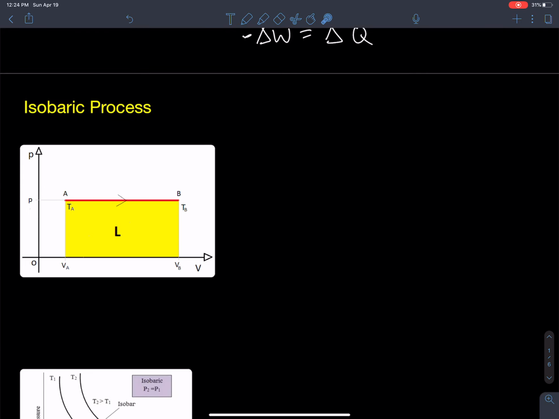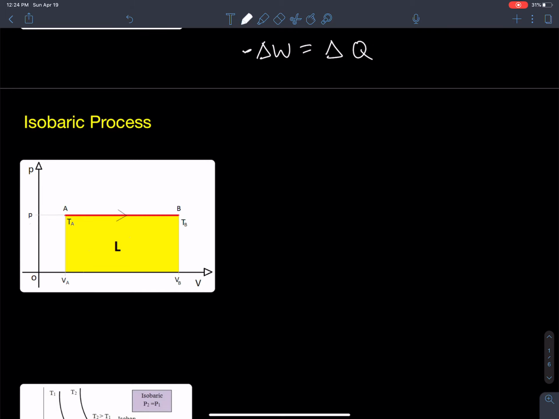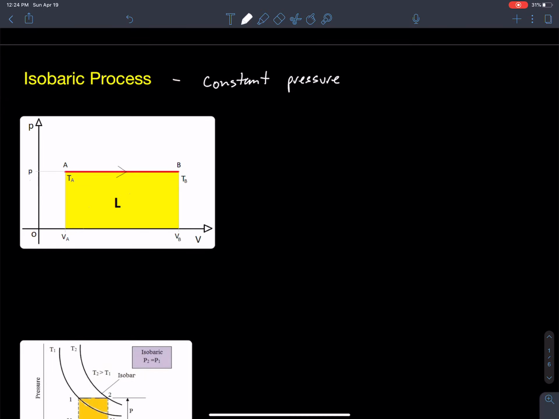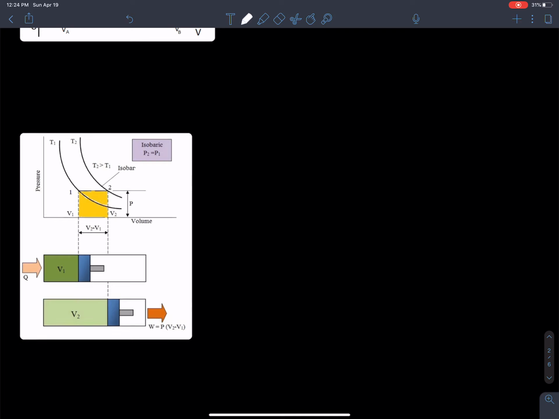All right, the next thing that we're going to talk about are isobaric processes. An isobaric process means I have constant pressure. So the piston is moving at a constant pressure. And what that looks like, I have a diagram a little bit below. Here's a piston, the heat is coming into the piston at V1, and then that piston is expanding because heat went in, but the pressure inside always stays constant.